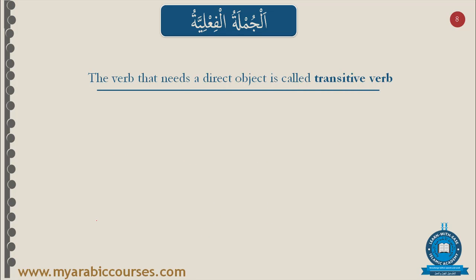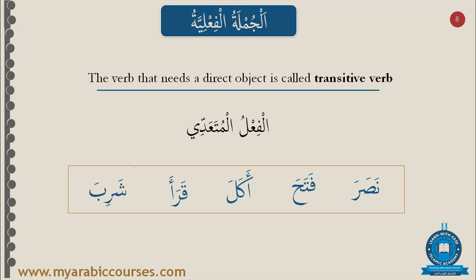The verb that needs a direct object is called the transitive verb. So all the verbs I've mentioned when I started to talk about the verb, subject, and direct object are all called transitive verbs. In the Arabic language it's called al-fi'l al-muta'addi. Let's say together. Al-fi'l al-muta'addi.